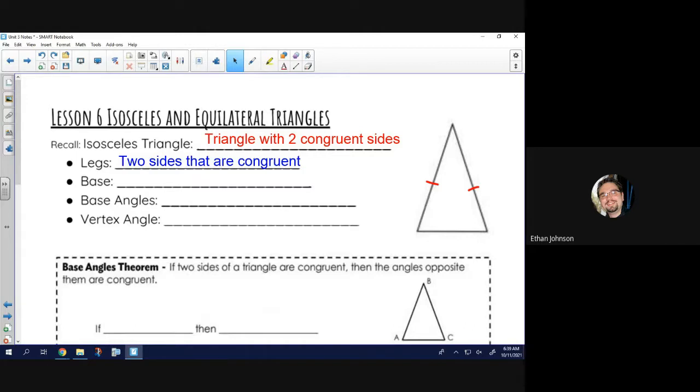The base, be careful with the base. The base is not the bottom of the triangle, but the base is the third side. Because sometimes our triangle will not be oriented the same way that our diagram is now. So the base might not be on the bottom. It might be on one of the sides.